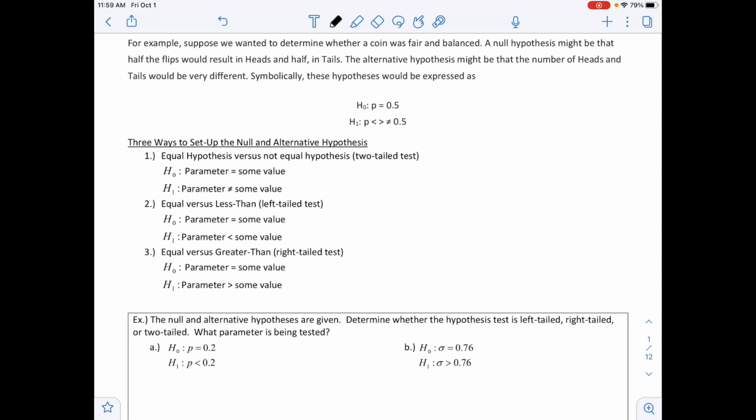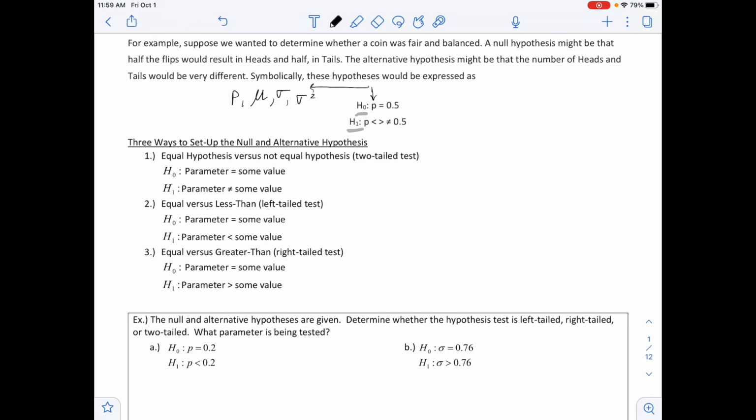Symbolically, these hypotheses can be expressed as follows, and you'll notice I have my H0 and my H1 here. And you'll notice that I have a p. That p stands for proportion. That is one of the variables that we might be using. Another variable we could be using besides p would be mu for our mean, sigma for our standard deviation, or sigma squared for our variance. Again, I'm using the variables for a population because we're testing about a population.